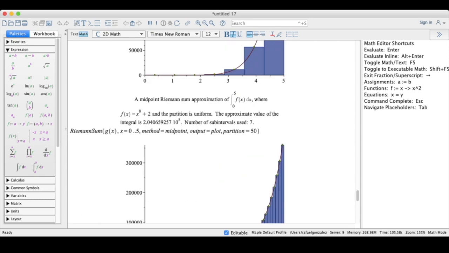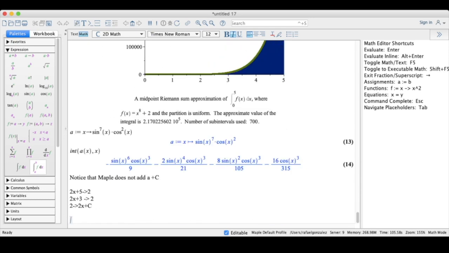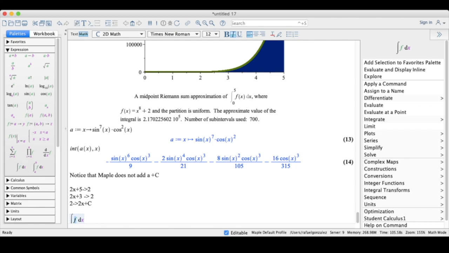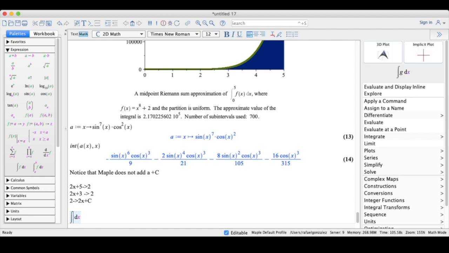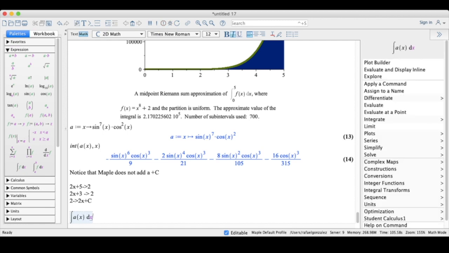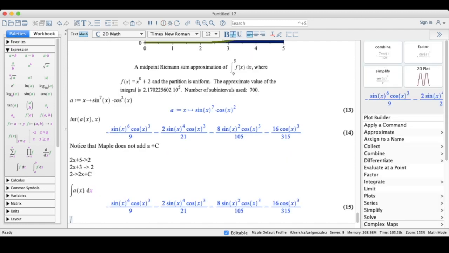For the second problem, actually, let me just go back here just to show you how it's done with this symbol. So if you use the indefinite integration symbol, then I already defined my function to be a of x, and I'm taking the derivative with respect to x. So notice that I still get back the same solution.